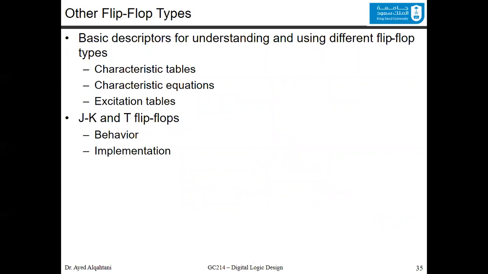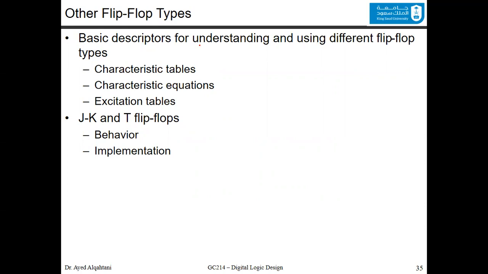At this point, we will move to the other flip-flop types. Now, we described how to design from the specification all the way to the block diagram using D flip-flops. We will have different flip-flop types, being the JK flip-flop and the T flip-flop. We will describe them, and we will give an example that shows the design using one of them.